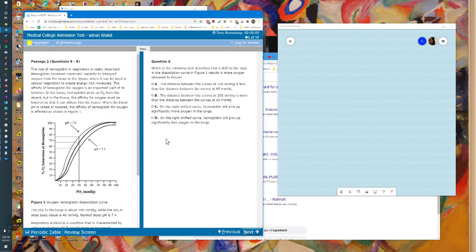Kind of running out of time. I want to finish this in 20 minutes, so let's see. This thing shifts to the right, results in more oxygen. How does that happen? I mean, okay.